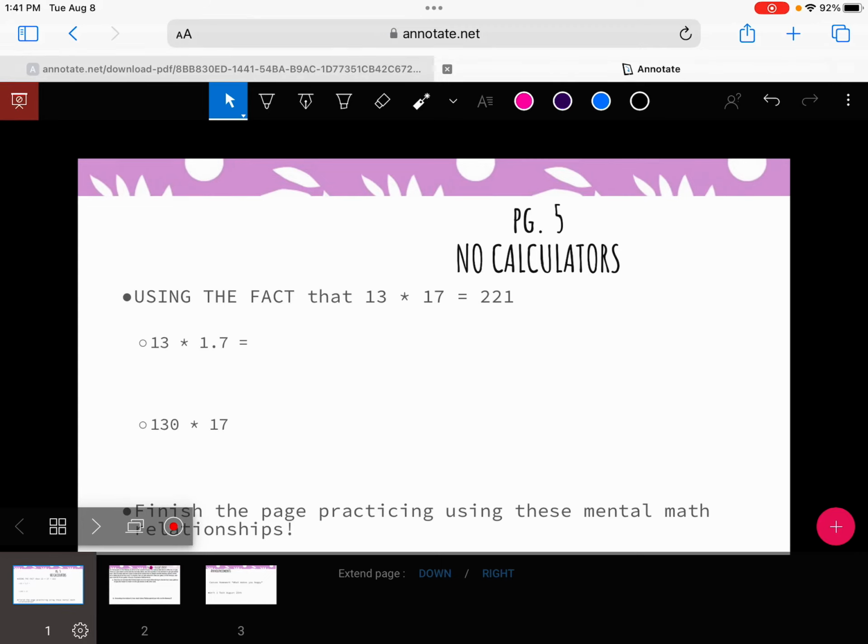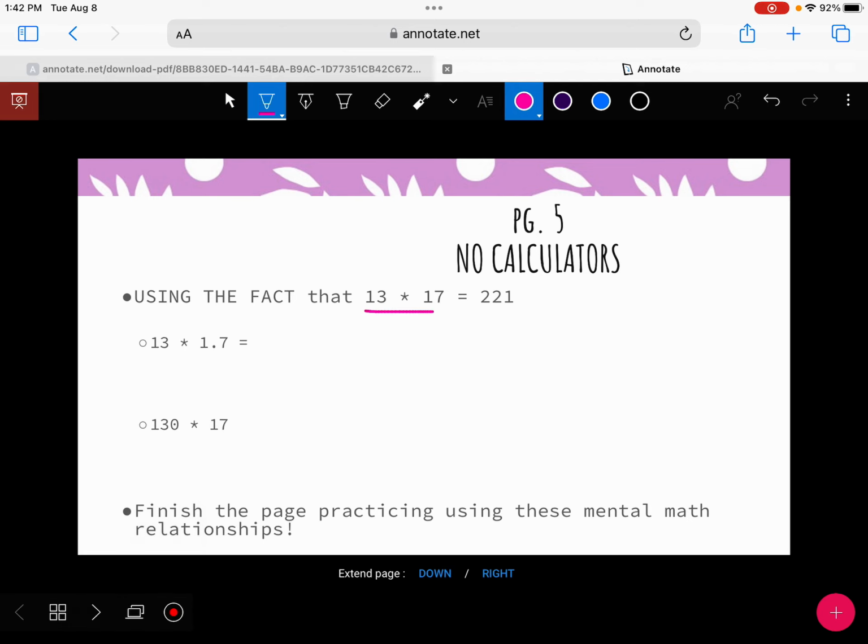All right. So I'm giving you a little bit of information here. I'm going to tell you 13 times 17 is 221. So we're seeing what we remember operationally. If I know that 13 times 17 is 221, does that help me figure out what 13 times 1.7 is? What's it going to be? Yeah, 22.1.